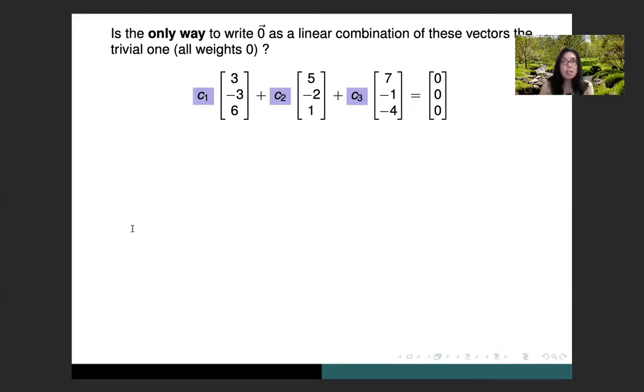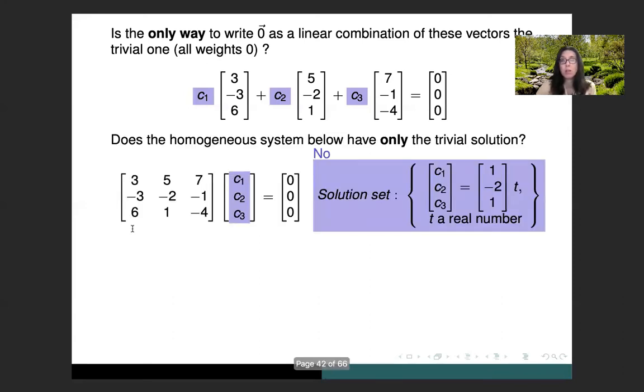Since choosing all weights to be 0 is always a solution to the homogeneous system, we know that the vectors are linearly independent if and only if this vector equation has a unique solution, necessarily the trivial one. And the vectors are linearly dependent if and only if this vector equation has an infinite number of solutions. So we looked at the equation in matrix form, used Gaussian elimination, and found out that the system had an infinite number of solutions. Any point on the line with parametric equation (1, -2, 1) times t was a solution to the system. This meant that the vectors were linearly dependent.